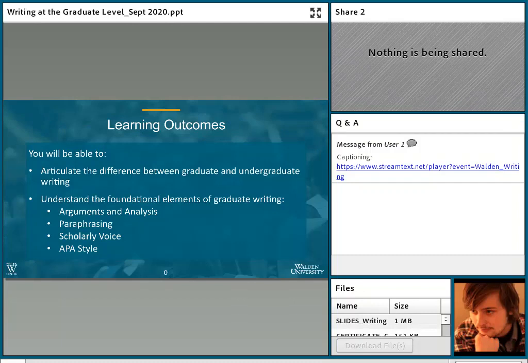Learning outcomes for this session. Really, we're going to be discussing the difference between graduate and undergraduate writing. And I'm going to touch on a number of foundational elements, as the slide says, of how undergraduate writing differs from graduate writing. These foundational elements include things like developing an argument and using analysis in your writing, the use of paraphrase, and instead of maybe relying heavily on quotation, we're going to talk about why paraphrase is more useful and is expected at a graduate level. We're going to talk a bit about scholarly voice. And lastly, I'm going to touch a little bit on APA style.